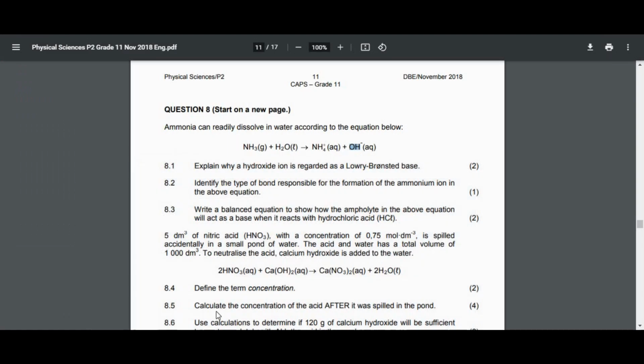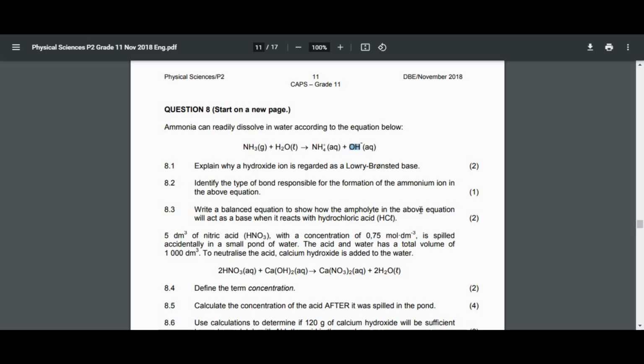8.3: write a balanced equation to show how the ampholyte in the above equation will act as a base when it reacts with hydrochloric acid. They're very sneaky here. They haven't told you what the ampholyte is, and they haven't asked you to identify it, so your brain might not switch to working out which is the ampholyte. You would have to identify it immediately, like we did in the beginning. So now we've done that.